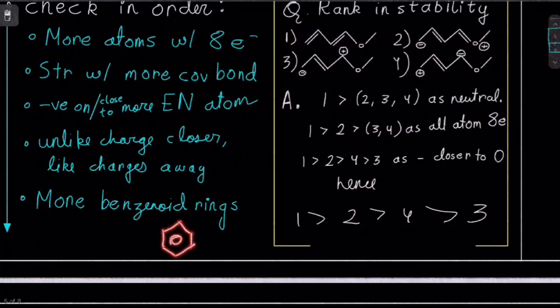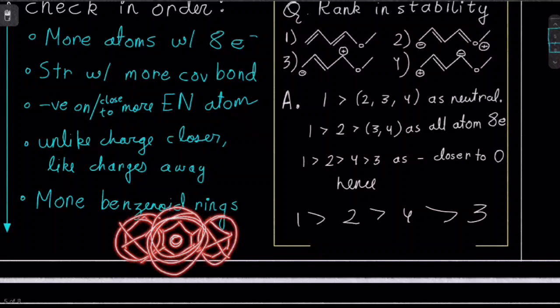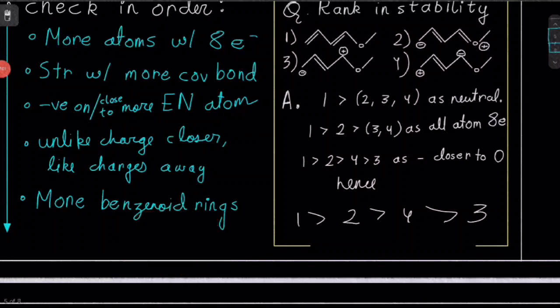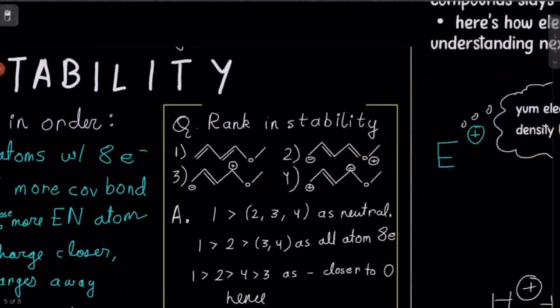Basically, this is a benzenoid ring. And say it's joined to a cyclohexane ring like this, another cyclohexane ring. So this is not a benzenoid ring, this is not a benzenoid ring, but this is a benzenoid ring. Okay. I also have an illustration to show you.